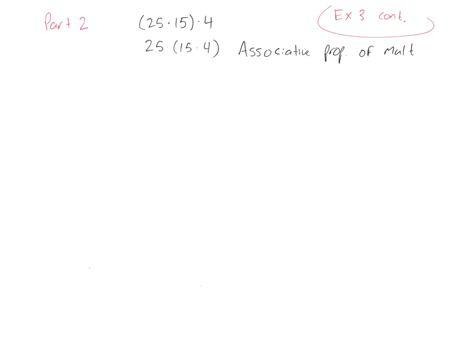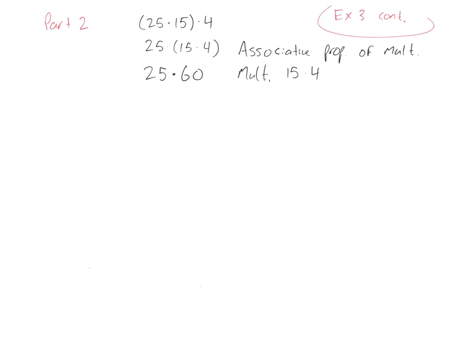What is 15 times 4? 15, 15, 30, 60. So I'm going to have 25 times 60. What do I do to get from the second step to the third step? I simply multiplied 15 and 4. Well, now what do I need to do? I need to multiply 25 and 60.